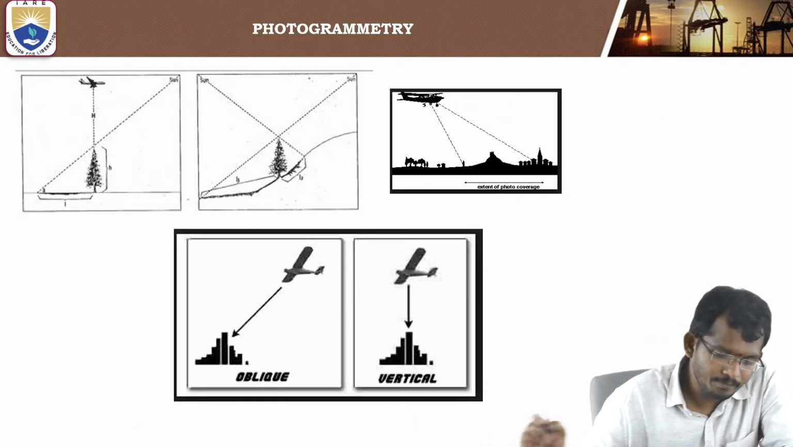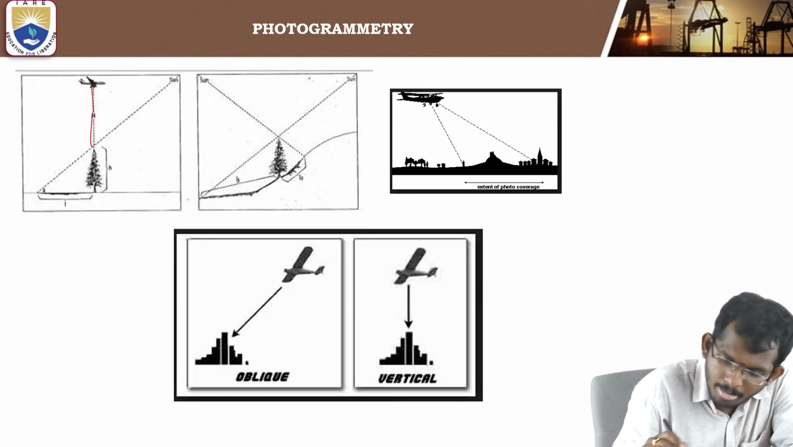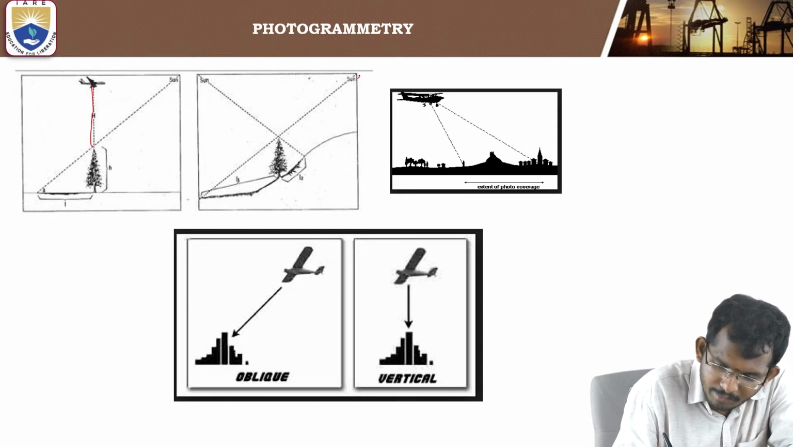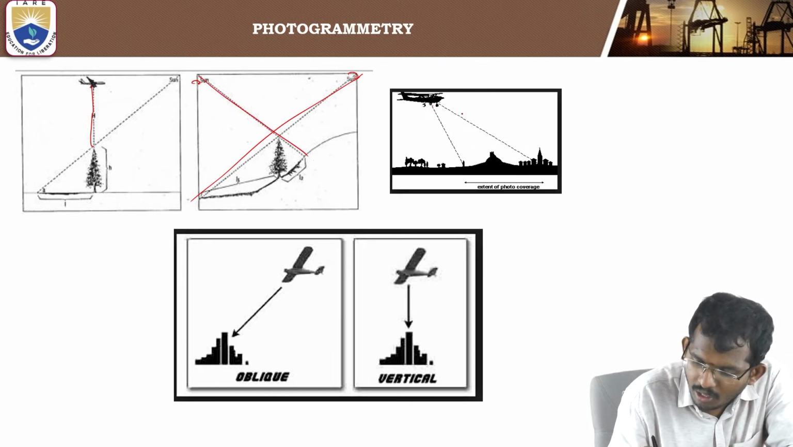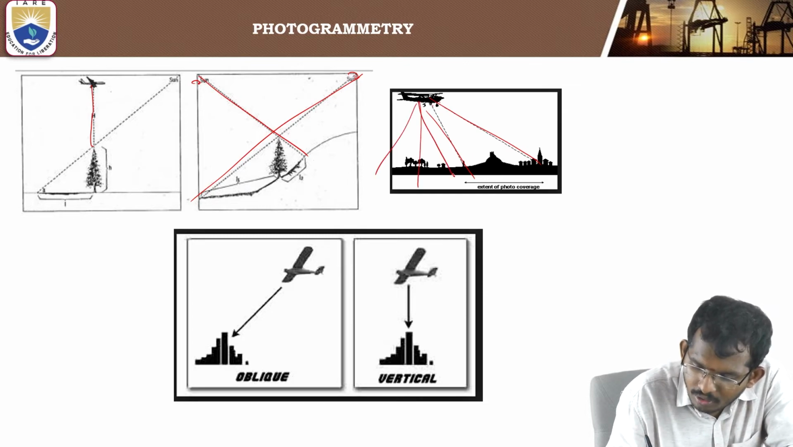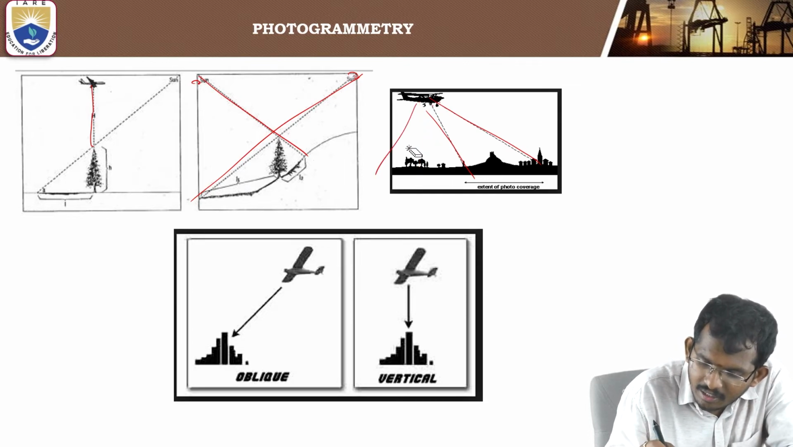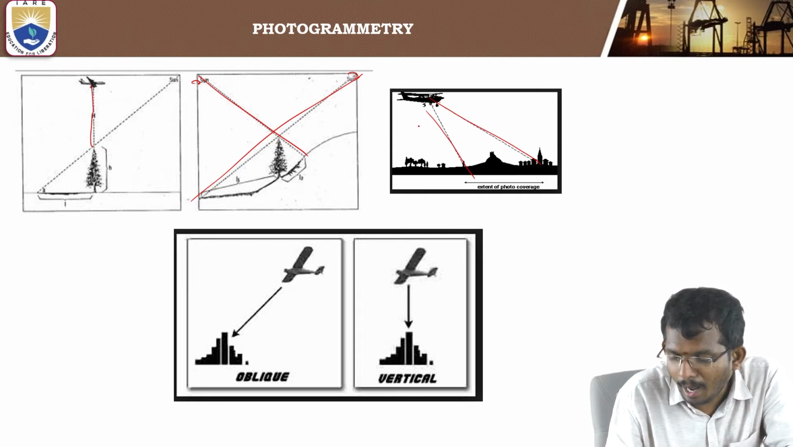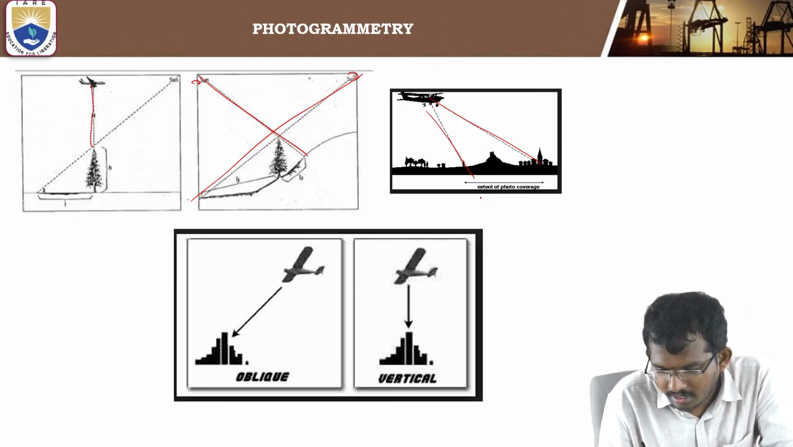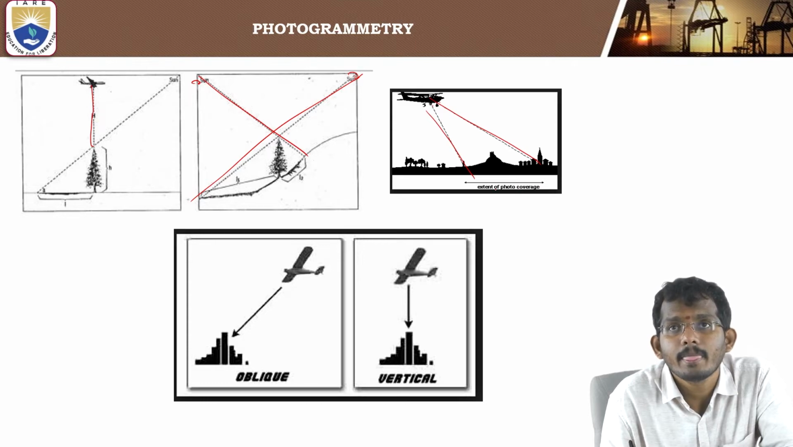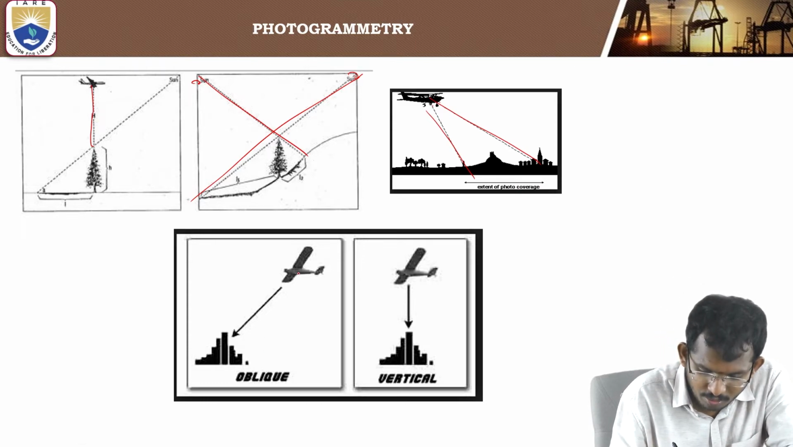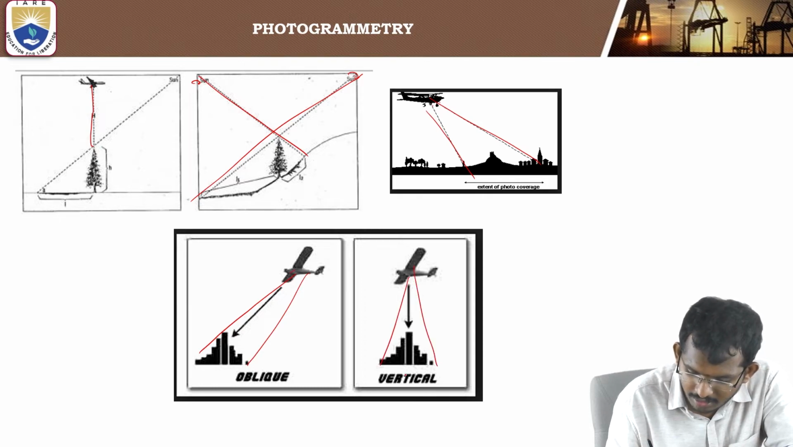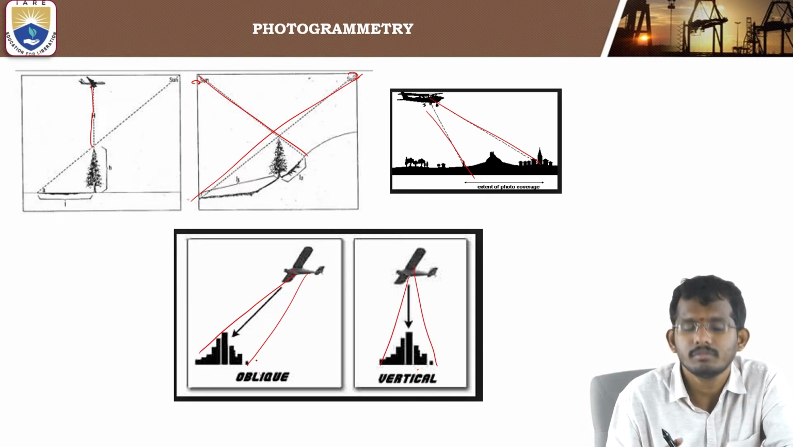You can see an image here. This is a vertical photograph. This is an oblique photograph. From here we are capturing the image. See how the image is captured. If it is like this, it is a vertical photograph, but when the camera is not exactly vertical, the aircraft is capturing an oblique photograph. Here also you can see this is an oblique photograph. The camera is capturing this portion. This is a vertical photograph. This is an oblique photograph.